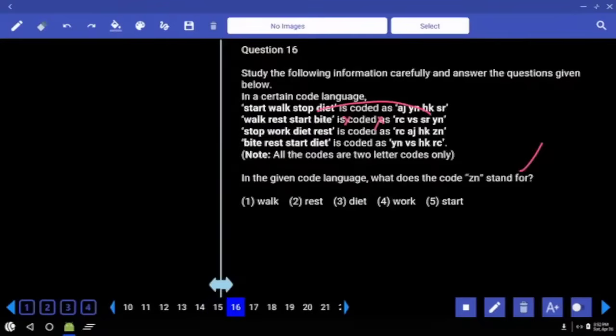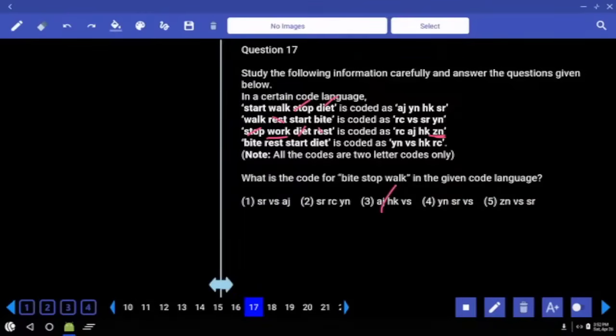Then 16 onwards. Now 16 to 18, only 3 questions. Then Zn stands for what? Where is Zn? Zn is here. Now Zn is present only here and it is not repeated anywhere else. Then stop, work, diet, rest. And stop is repeated, work and diet is repeated, and work and rest is. Now what is left over here? Work. That is Zn, choice 4, question 16.